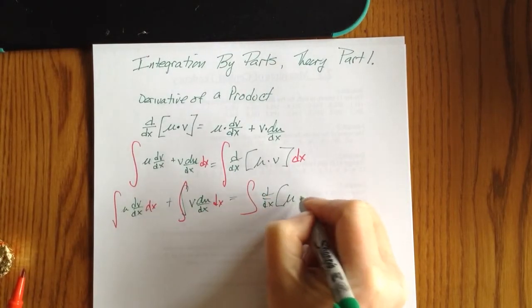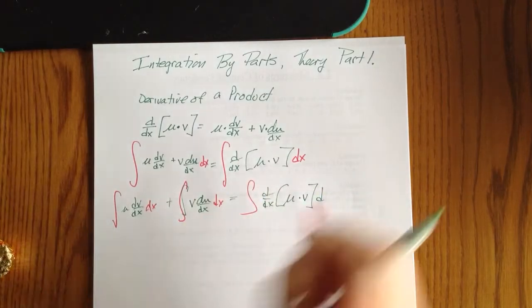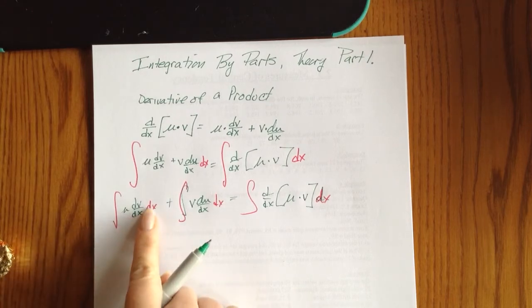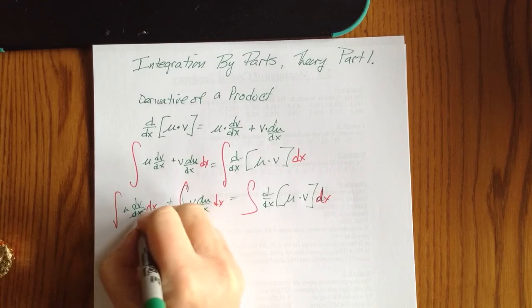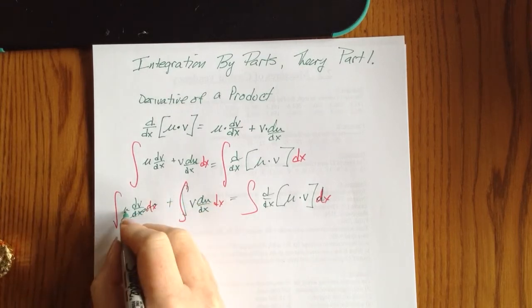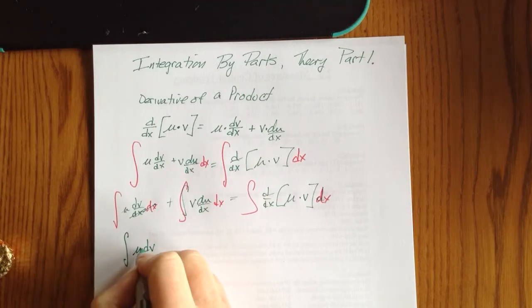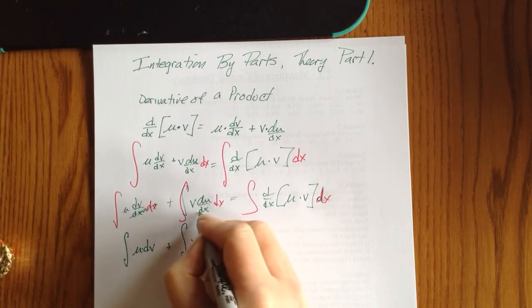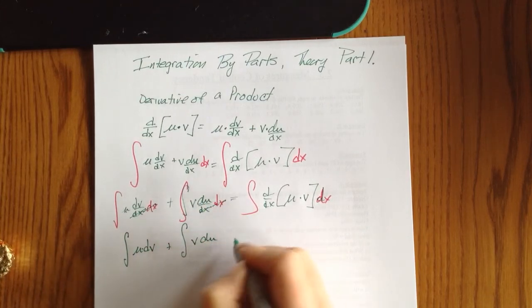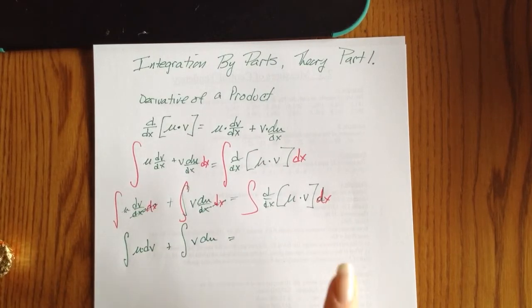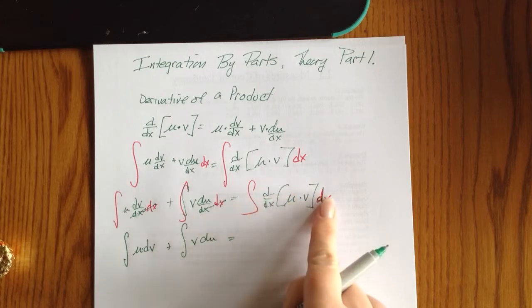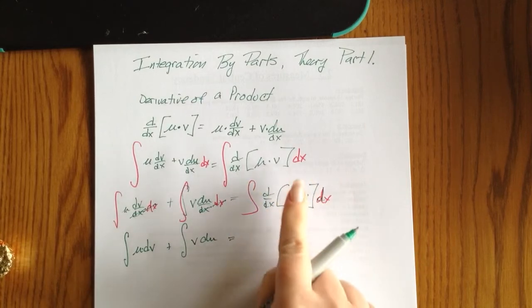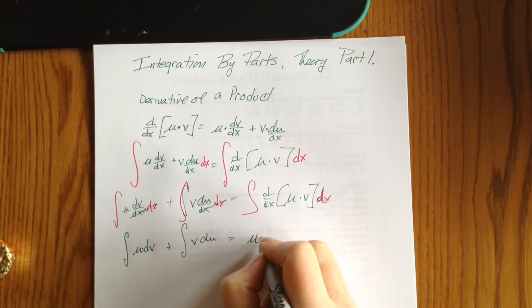All right, so now we're going to look at what we have. First of all, these dx's do indeed cancel. I know, it's just freaky. So here's what I have. I have the integral of u times dv, plus the integral of v times du, equals. Now on the right side, get this. We are taking the antiderivative with respect to x of the derivative with respect to x. Those will undo each other, and we just have u times v.